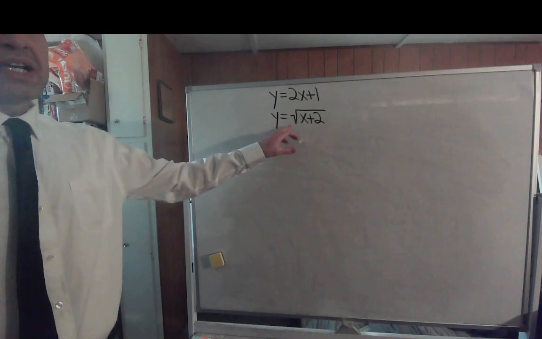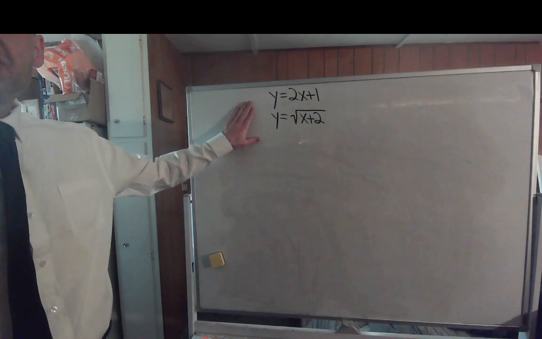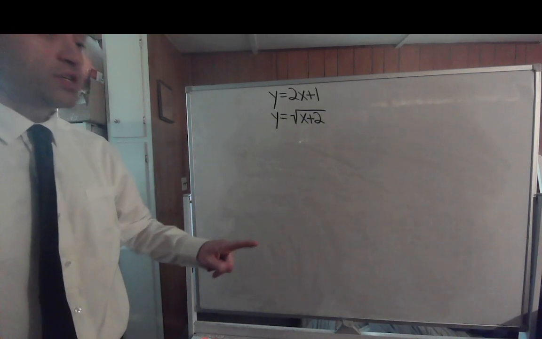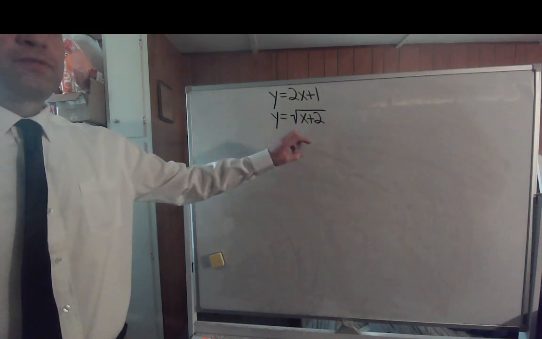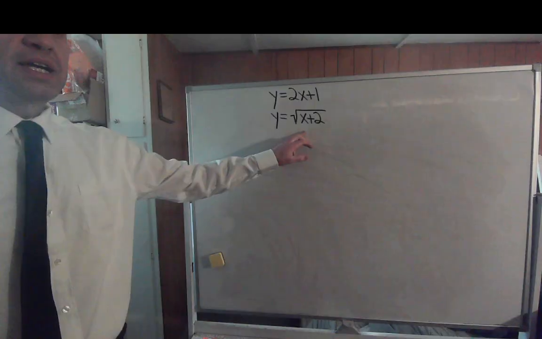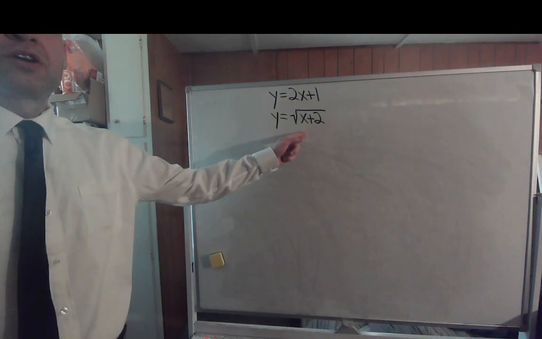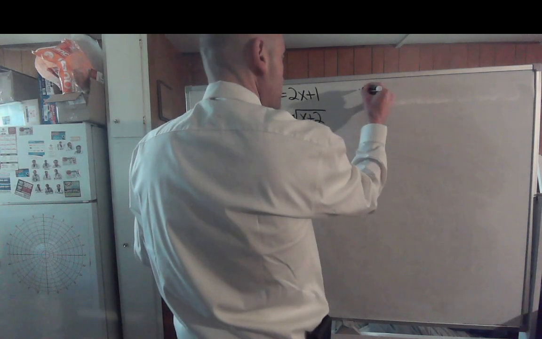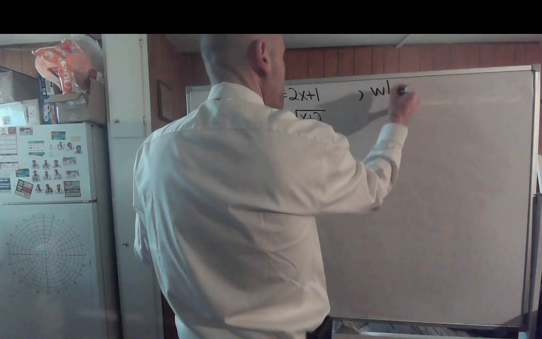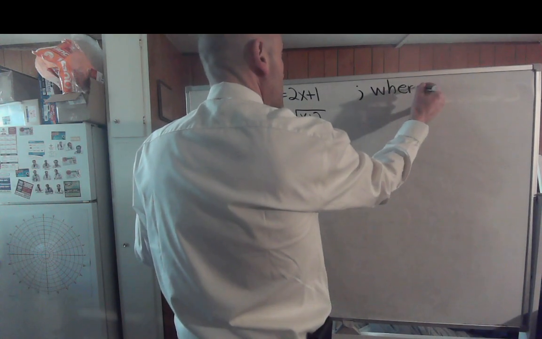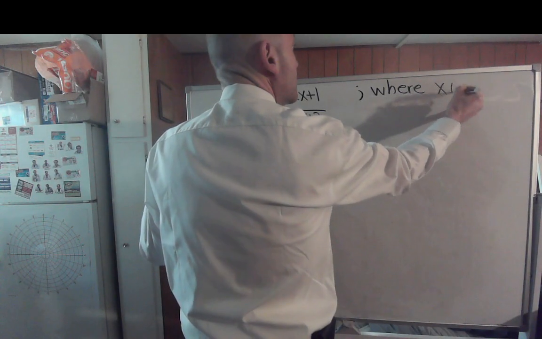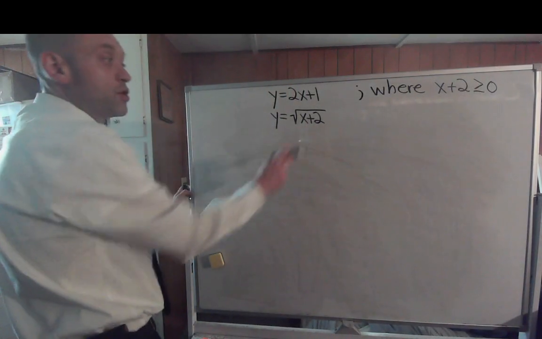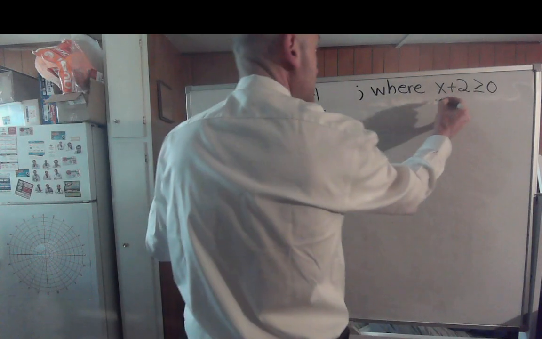Well, look at your second equation. Before we do any substitution or anything like that, we have to go by the original equations. What is true for where a radical is defined? When the value under the radical is greater than or equal to 0. So we have to consider where x plus 2 is greater than or equal to 0. Because if it's less than 0, you have an imaginary number, right?